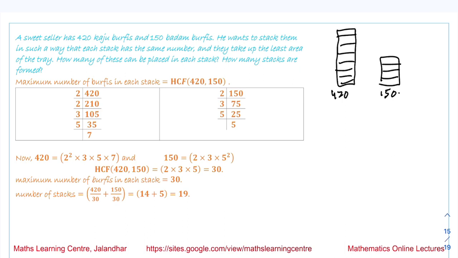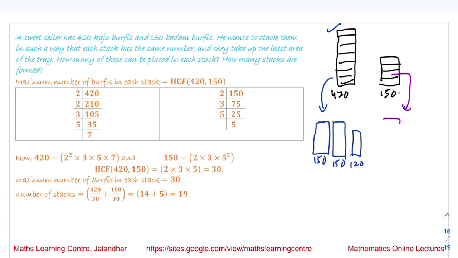Stacking them in such a way means, if he starts keeping the Kaju Barfis, suppose he keeps 150 over here, then 150 over here, then he is left with these barfis over here, that is 120. Now these are the Kaju Barfis, it is 150 over here.